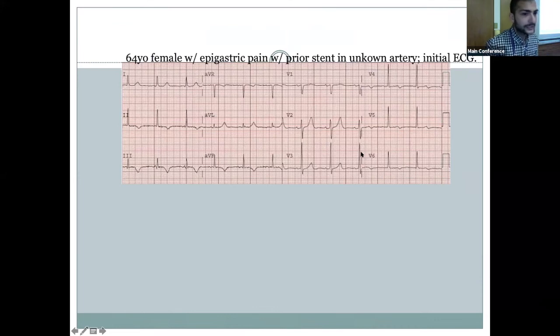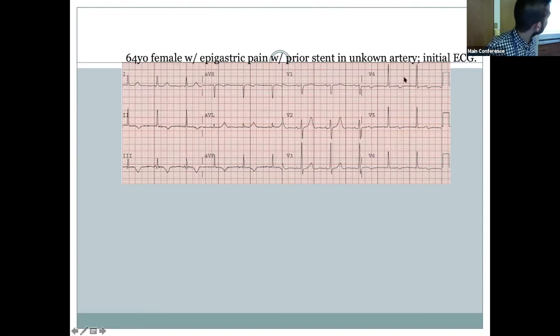This is a really interesting pair of EKGs together. This is a 64-year-old female with epigastric pain. She has a stent but doesn't know where it is. And this is her initial EKG. Let's say this is the EKG EMS brings you.